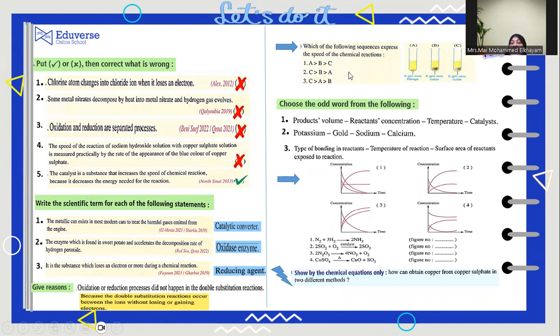Which of the following sequences expresses the speed of chemical reactions? As you can see here, I have 5 grams of iron filings, 5 grams of iron cube, 5 grams of zinc cube. Zinc is more active than iron, so it is the first one to react.